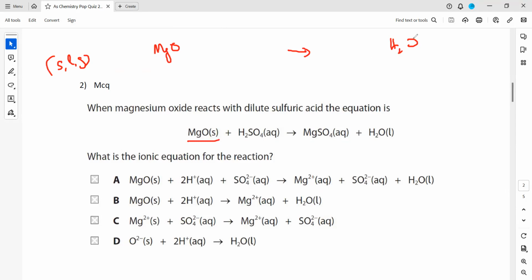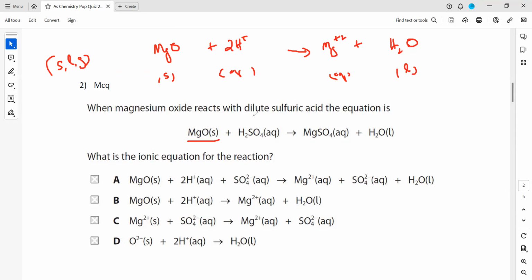Oxygen is on both sides. Magnesium is present in a molecule, so on the other side it should be a magnesium ion. Hydrogen is attached with oxygen forming a water molecule, so on the other side it should be two hydrogen ions. This is solid, this one is liquid, and ions are always aqueous, so aqueous and aqueous. This is one way of writing the ionic equation.